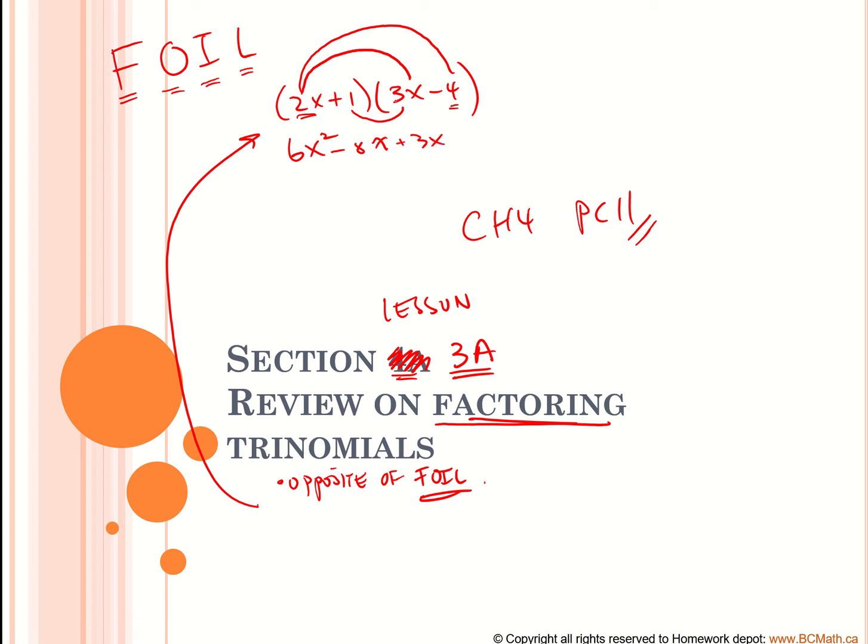And then L means the last two terms, so the 1 and negative 4. So you multiply, you get minus 4. And so when you simplify this, it becomes 6x squared minus 5x minus 4. Okay? So to go from the two brackets to what's down here, it's called foiling. But if you want to go backwards, from a trinomial back to two binomials, this is called factoring. Okay? And factoring is useful for solving for x.